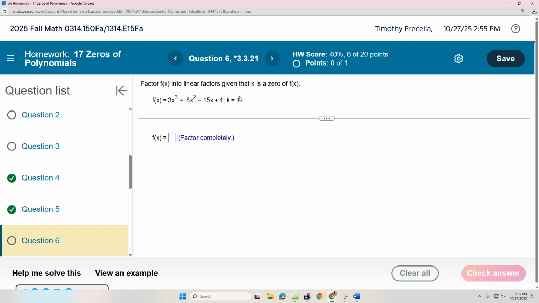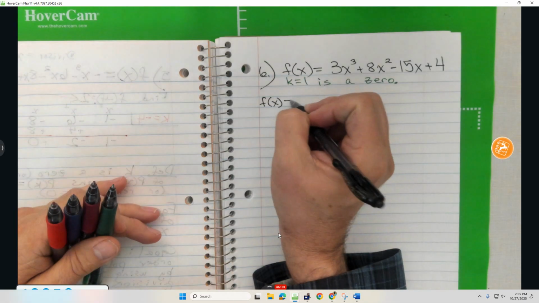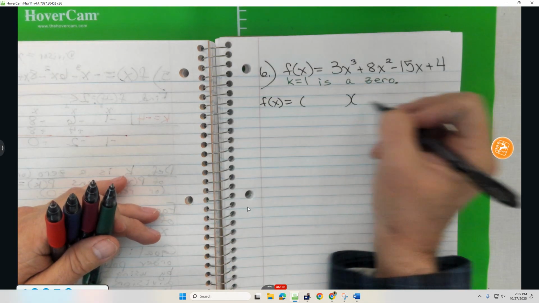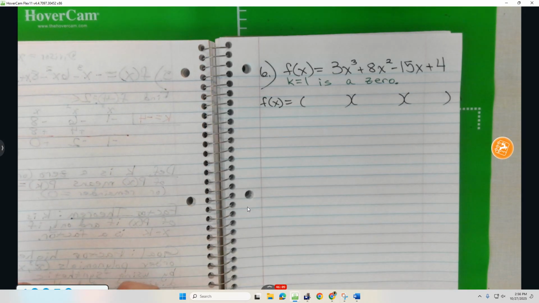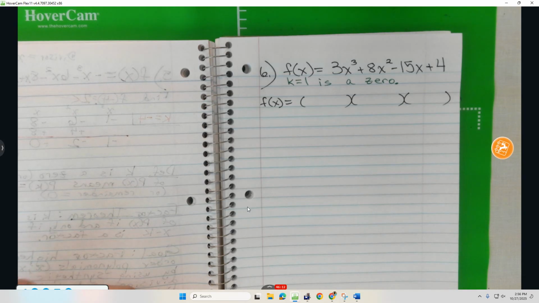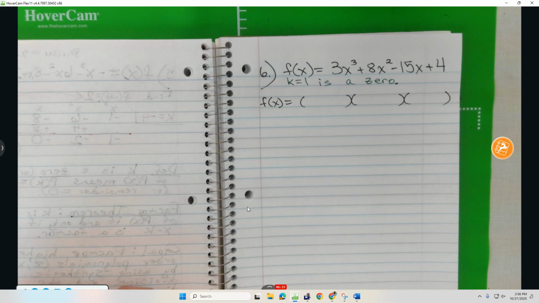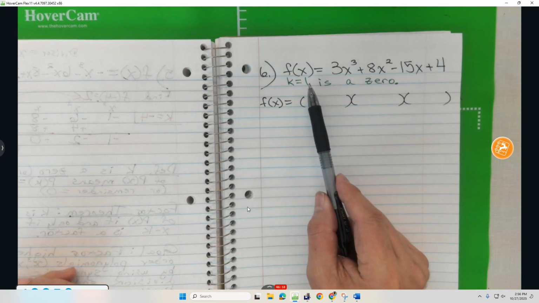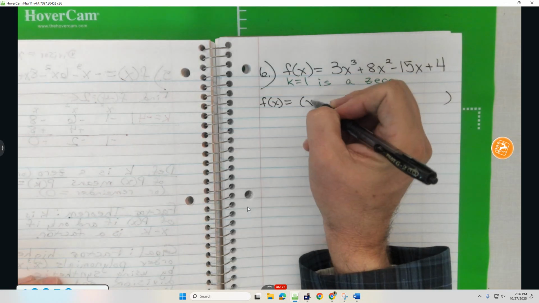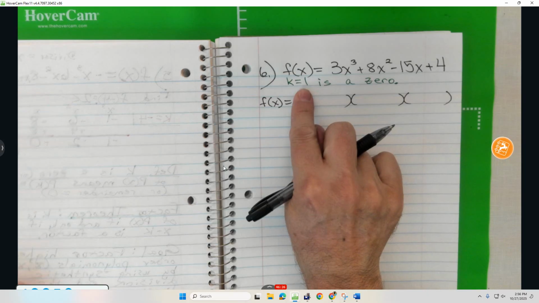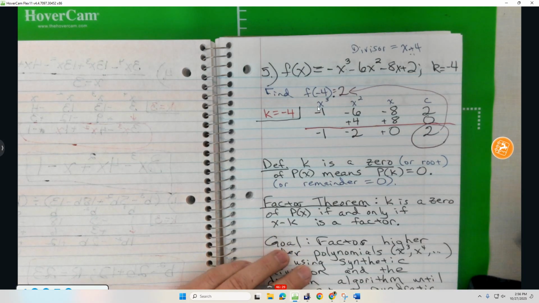K equals positive 1 is a 0. We want to factor f of x. We're expecting 3 sets of parentheses in our final answer. So you're going to show them how to get those 3 sets of parentheses. The first set of parentheses that I come up with is the factor associated with the k value. Be careful. I have my x. What factor is the result of that k value? Look back over here. Remember what we were saying.